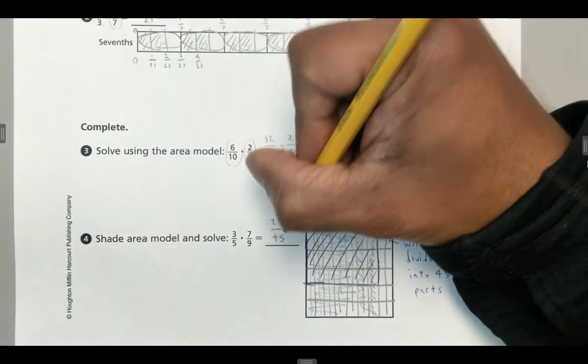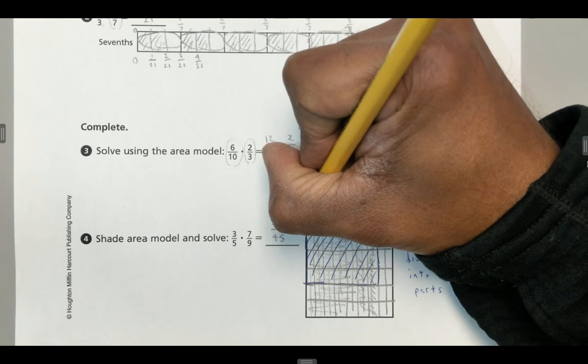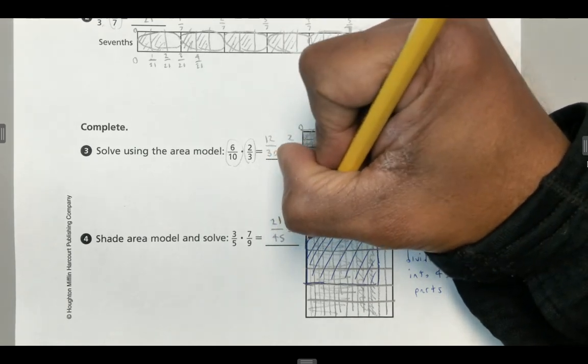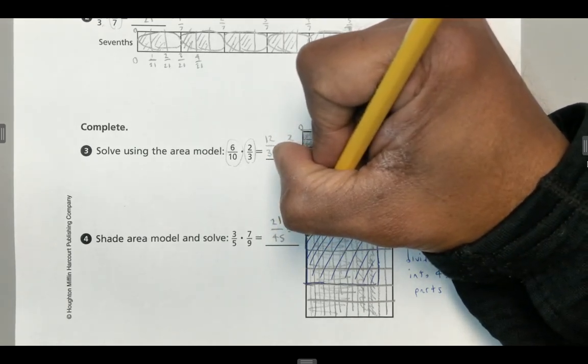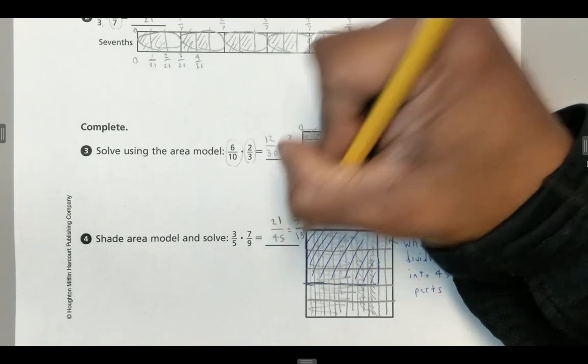3 is the greatest common factor. I can divide the top and bottom by 3 and get a final answer of 7/15.